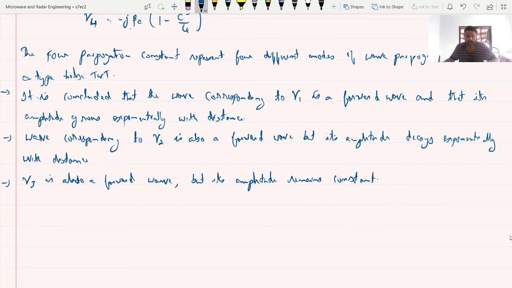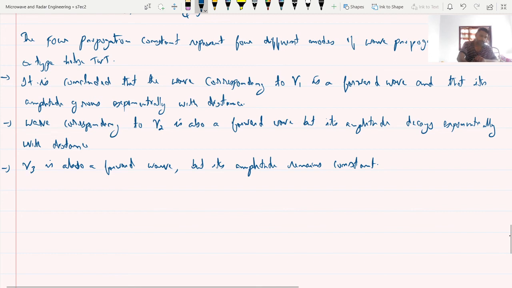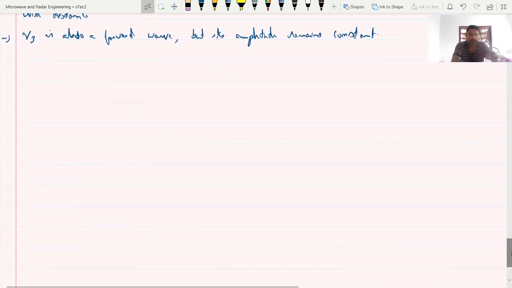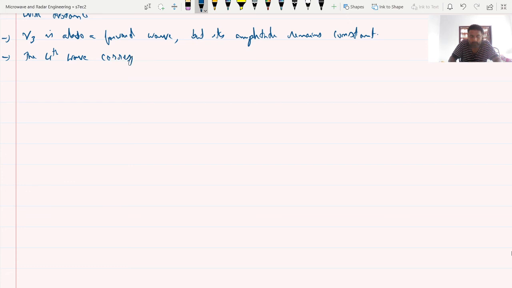The fourth wave, corresponding to gamma 4, is a backward wave, and there is no change in amplitude.